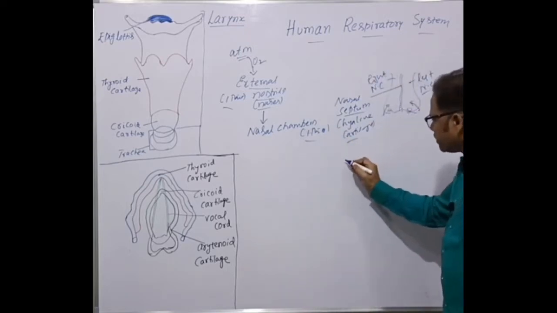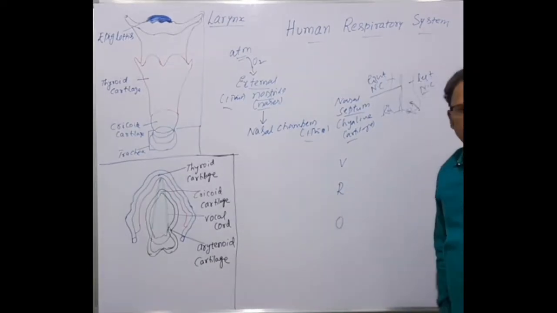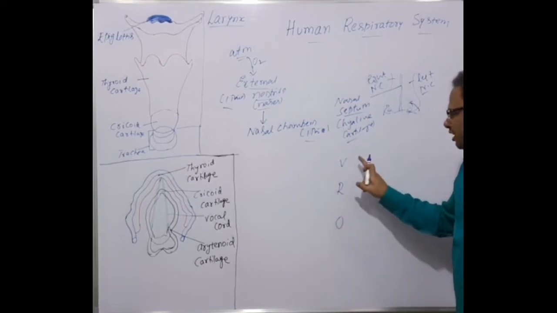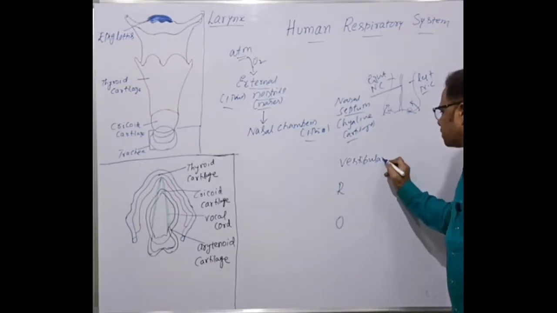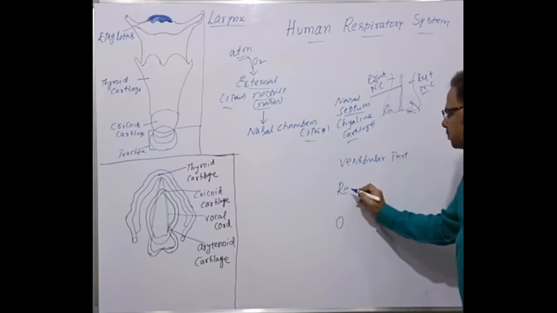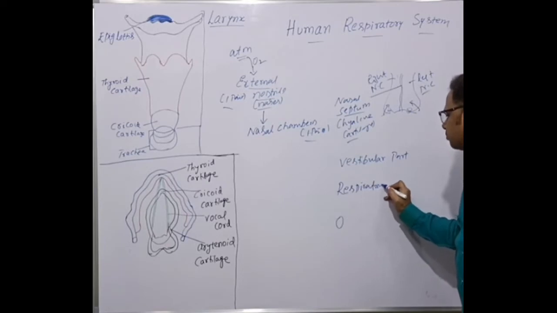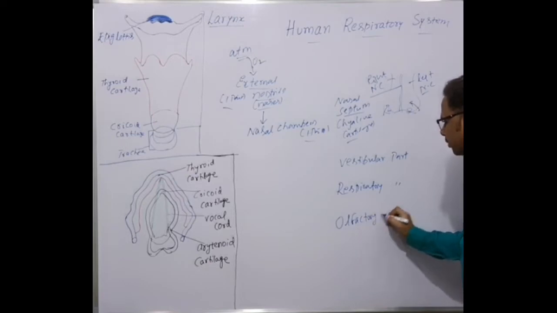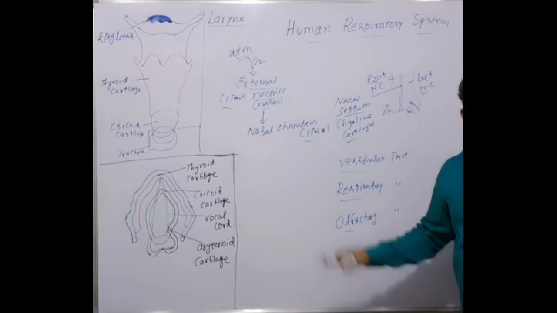Each nasal chamber contains three parts, VRO. What is VRO? Don't say village revenue officer. V stands for not village, but vestibular part. R stands for not revenue, but respiratory part. And O stands for not officer, but olfactory part. So each nasal chamber contains three parts. Let's discuss now.